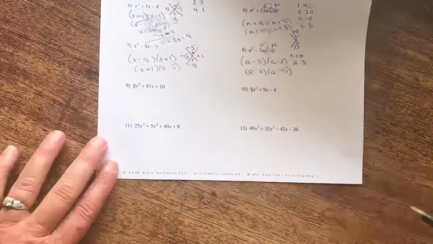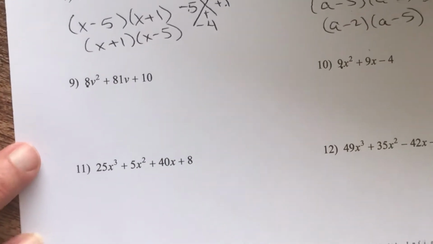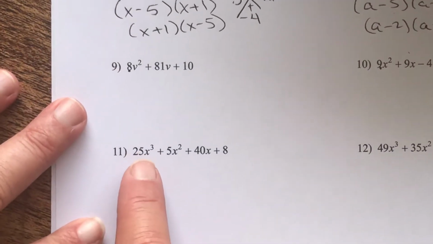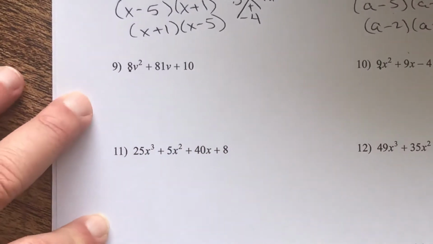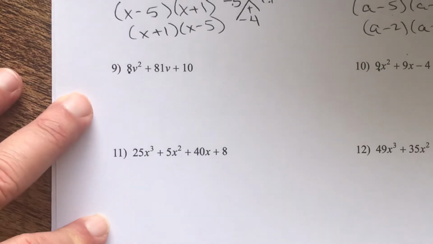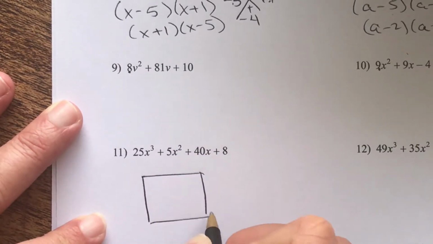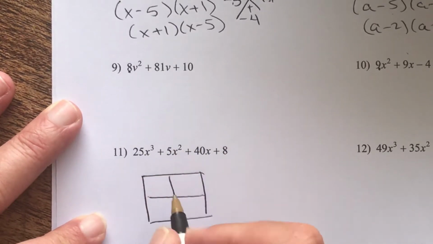So here we go. Number 11. So we have a 4-term polynomial. You're like, what does that mean? 4 terms means it has 4 parts. 1, 2, 3, and 4. And polynomial, it's just a fancy word for a math sentence. So we're going to set up our Punnett square. I'm going to put my 4 terms in the 4 boxes.